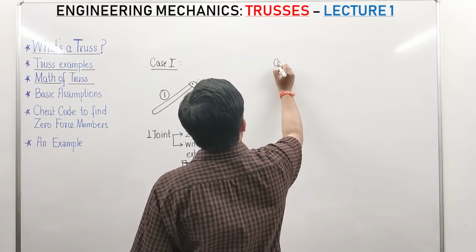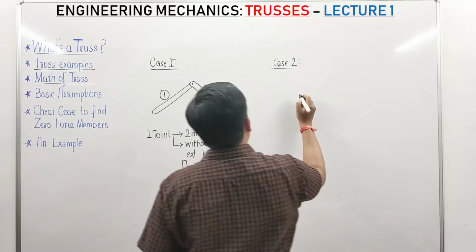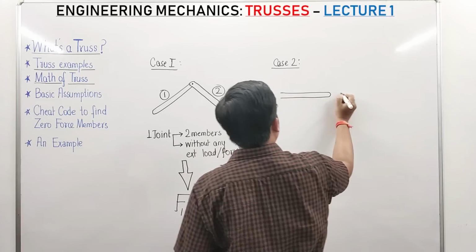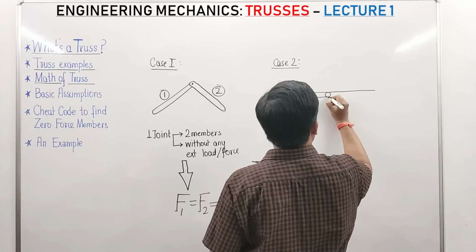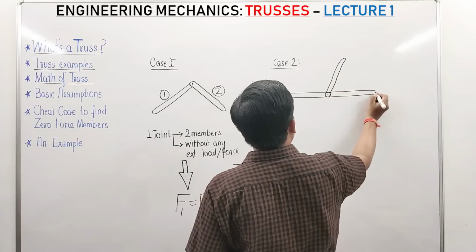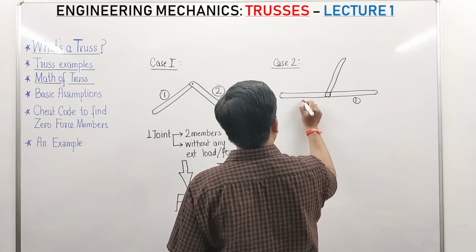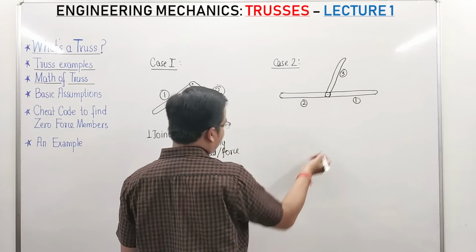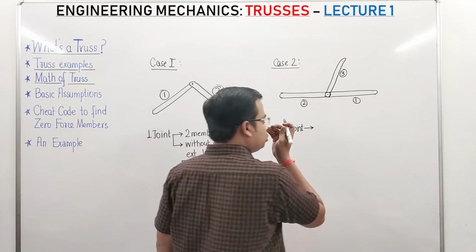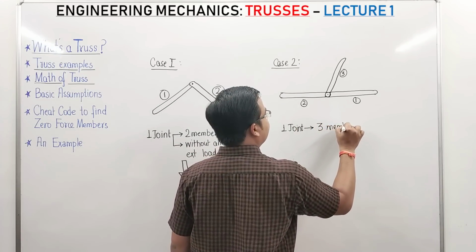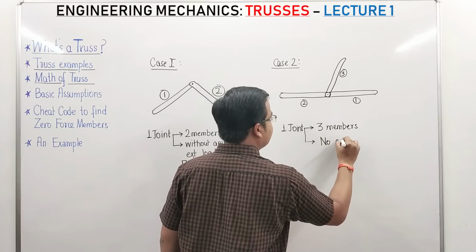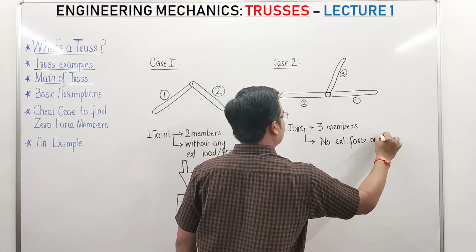Okay, case 2. Well, in case 2, it's very interesting. Just take a look at this. So there are going to be 3 members now. Member 1, member 2, and this is going to be member 3. Let me just mark them. 1, 2, and this is 3. So obviously, there is a joint that we are going to be focusing on. Now at this joint, there are 3 members connected, right? Now, even here, there is no external force on the joint.